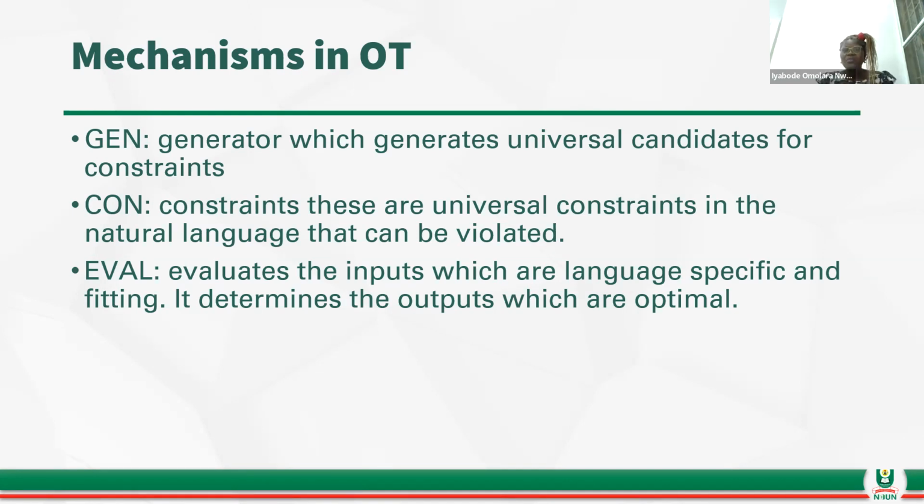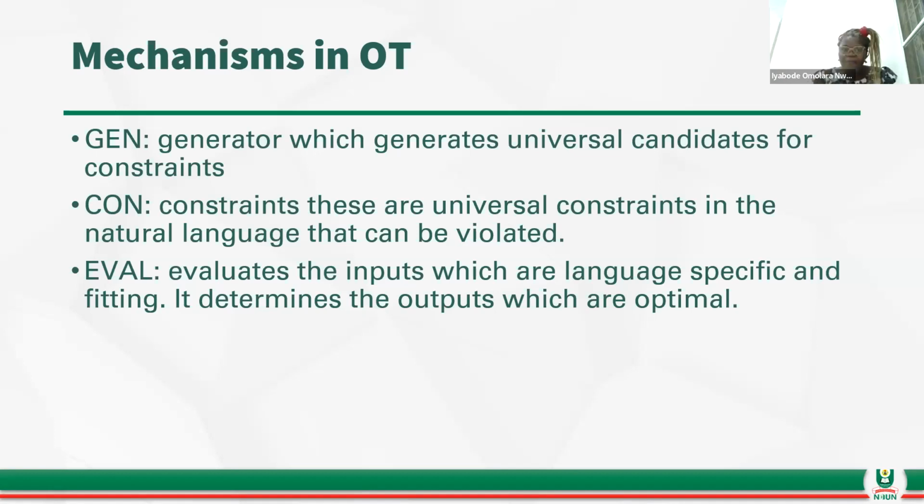And then also understand one thing about Optimality Theory: yes, they have universal elements, but they are language specific. So the evaluator evaluates the inputs which are language specific and fitting. It determines the output which is optimal, the best fitting one, the one we might call in grammar converging, the one that will make sense. So this one helps you to say, okay, in all the usages that you have in this language, these are possible things that can become constraints.